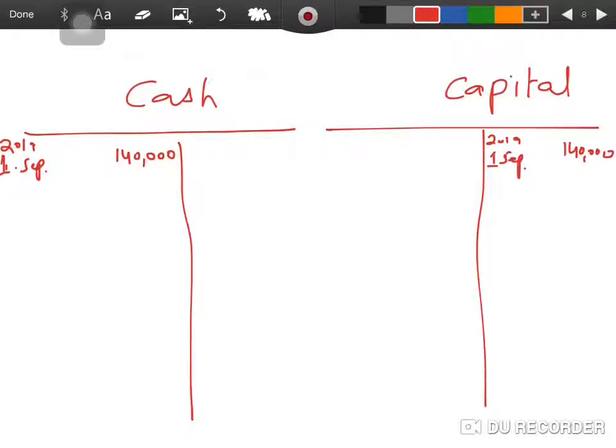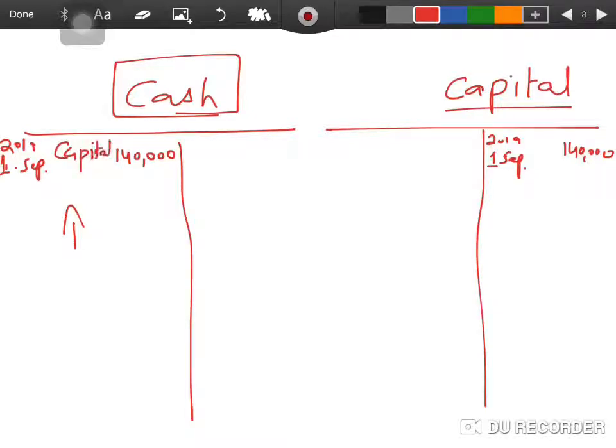Now what do you write in the details column? You see in here in the details column, we are going to have to write the name of the T account in which the opposite entry is going to be. So for example, here I have made the entry in the cash T account. The opposite entry of this is going to be in which T account? The capital's T account. So here I am going to write capital in the details column.